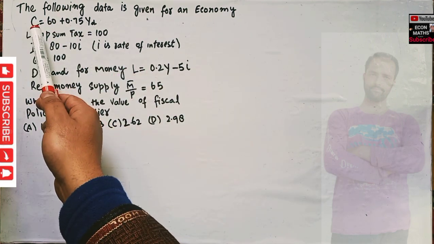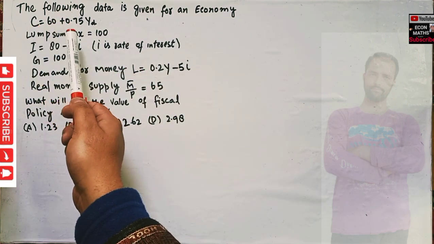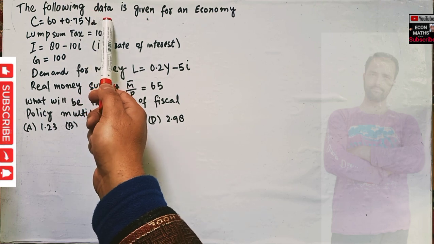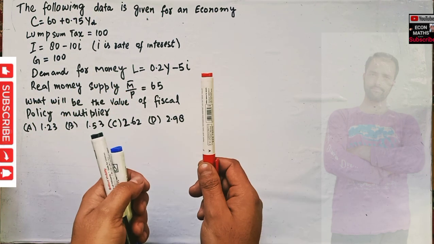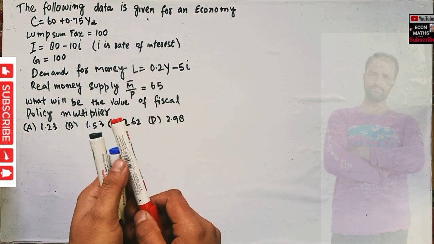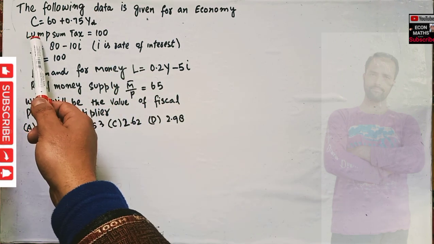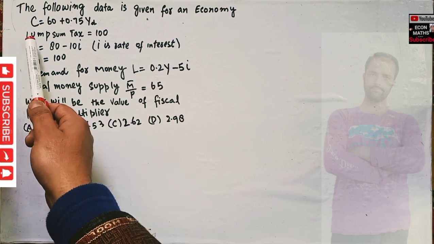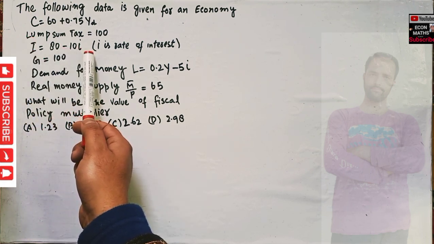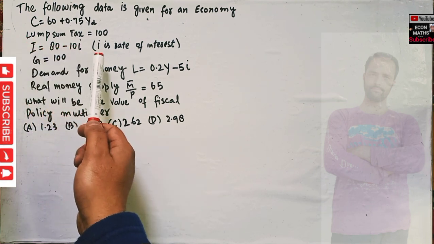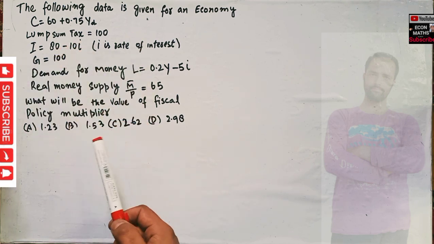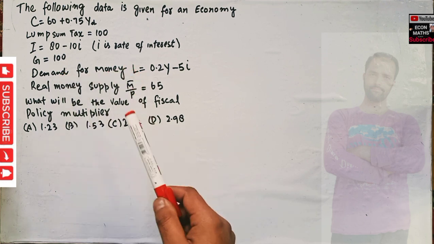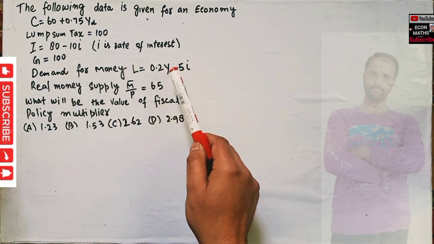We are being given C is equal to 60 plus 0.75 Y subscript D. C is the consumption function, 0.75 is our marginal propensity to consume, and Y subscript D denotes the disposable income. Lump sum tax is given as 100. Investment is a function of interest rate, that means I is equal to 80 minus 10i, where i is the rate of interest. Government expenditure is 100. Demand for money is given by L is equal to 0.2Y minus 5i.